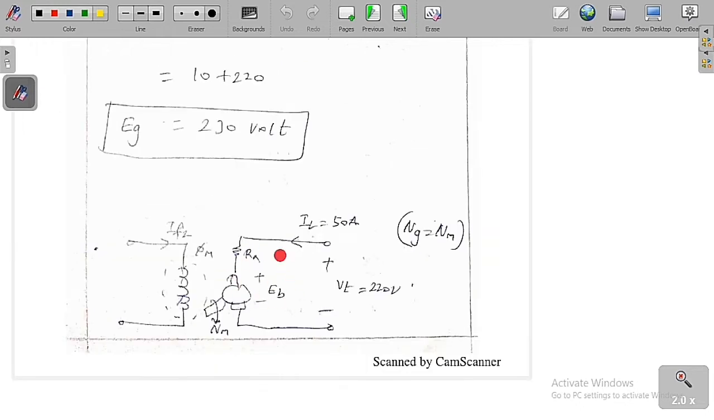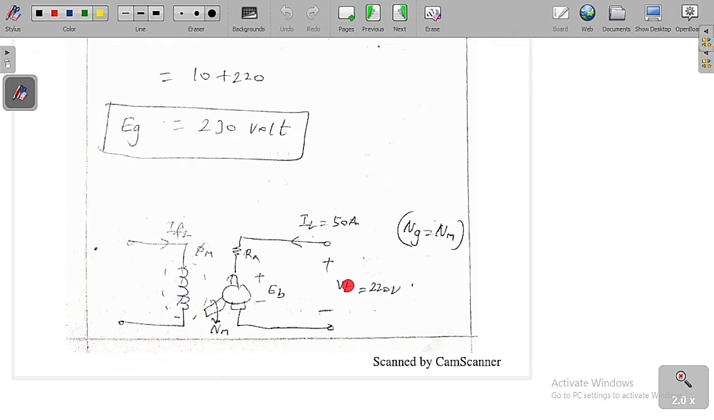Now for the same machine, we are going to operate it in the DC motor, in the motoring mode. So now we are going to give a field current of IF2, and the flux produced is Φm. We give the same terminal voltage of 220 volt, and the input current is the same as the previous one, which is 50 ampere. This is the Ra, and the back EMF is Eb. It is going to rotate at a speed of Nm. In the question they have given that the speeds are the same for both. So Nm is equal to Ng. The speed in generating mode is equal to the speed in the motor mode. In the question they have already mentioned this.